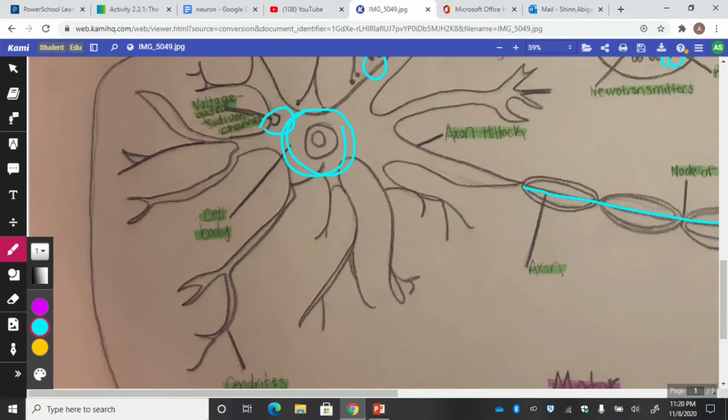So now we're to the cell body, and it's like the area that surrounds the nucleus, the area around it, and it connects the dendrites, which bring information to the neuron, and the axon, which sends information to other neurons. Then we're going to go to dendrites, which are just a little below.